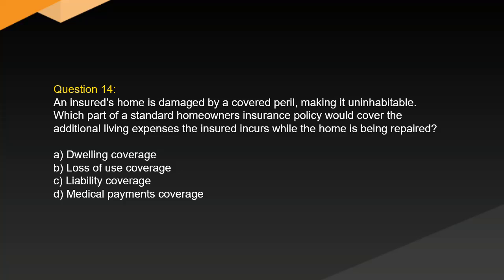Question 14. An insured's home is damaged by a covered peril, making it uninhabitable. Which part of a standard homeowner's insurance policy would cover the additional living expenses the insured incurs while the home is being repaired? A. Dwelling coverage. B. Loss of use coverage. C. Liability coverage. D. Medical payments coverage.